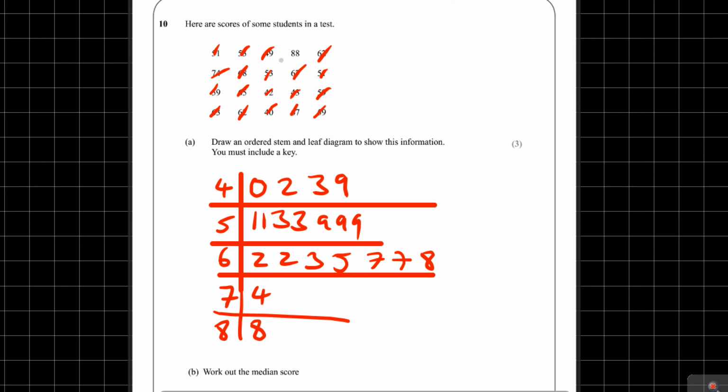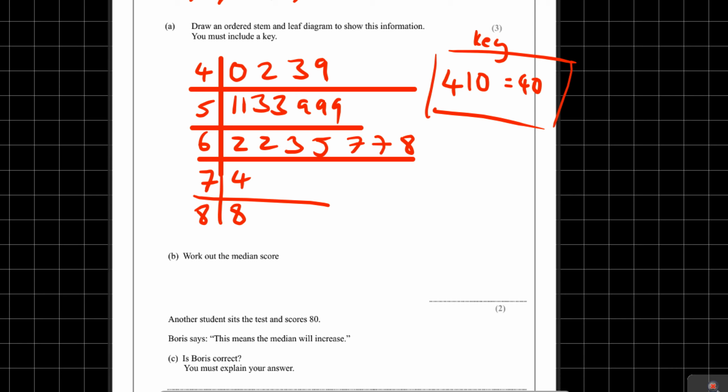Again, if you're ever unsure if you've got all the values, you can count how many are here, so 1, 2, 3, 4, 5, 10, 15, 20, so there's 20 values altogether, so you know you've got the 20 values in there. Then you can include a key, so again 4 and 0 is equal to 40, and you can label it key if you wish. And there's your 3 marks.